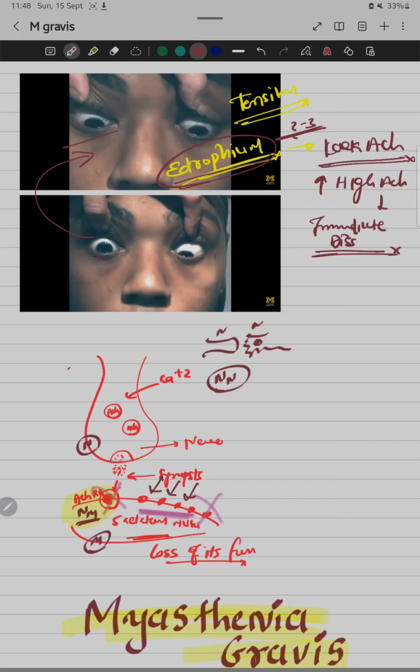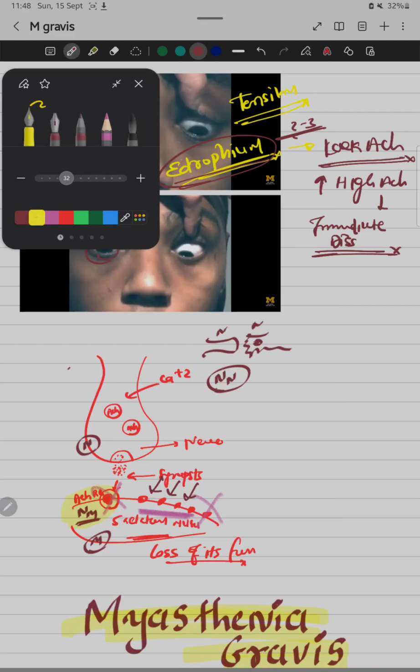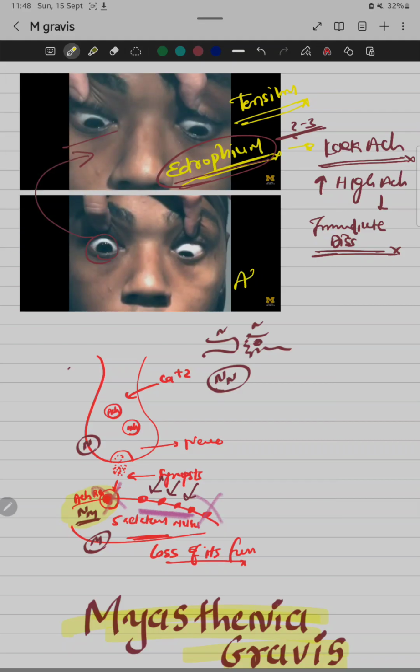what to say, the right eye is not functioning. After 2 or 5 minutes it's functioning very well. So this person is diagnosed with myasthenia gravis. How else can we test? It is the antibody test in the plasma.